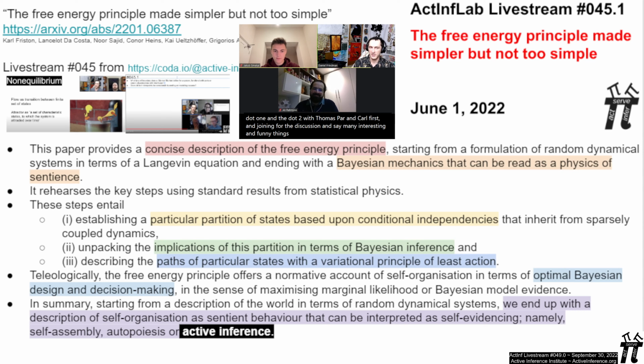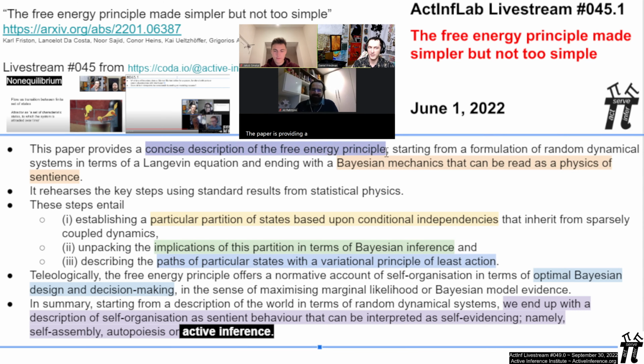The paper is providing a concise description of the free energy principle, which begins from a Langevin equation and ends with a Bayesian mechanics that can be read as a physics of sentience. Noting here that sentience refers to feeling and acting entities, not to qualia, phenomenology, experiential entities per se, although people have provided interpretations that go that way.